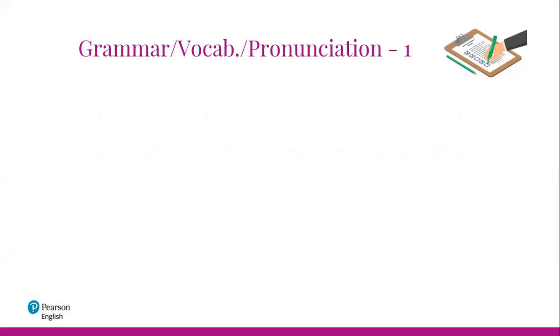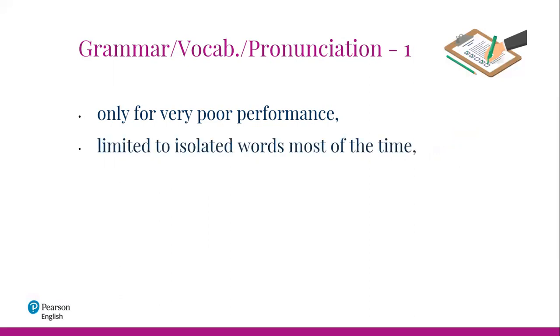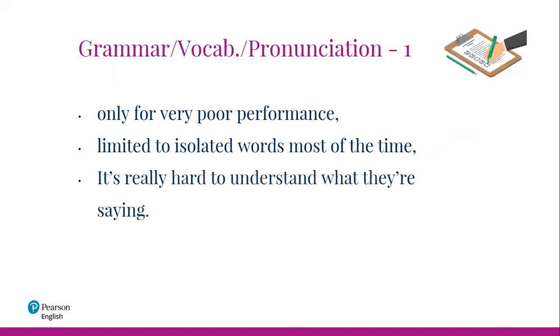And the mark of 1, a few remarks here. Remember, 1 is given only for very, very poor performance. You remember, communication only rarely possible. When the performance is limited to isolated words most of the time, and when it's really hard to understand what the test takers are saying, only then is 1 given. Very, very poor communication and very, very little communication.